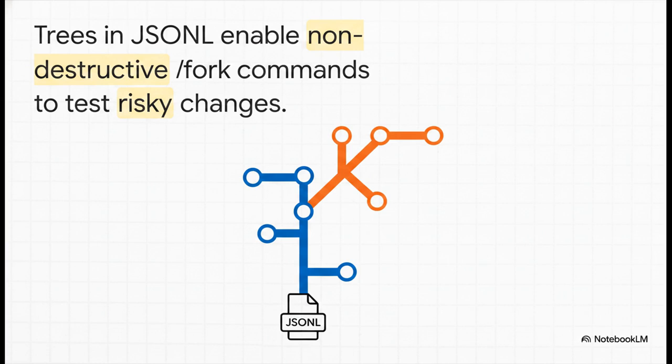This allows you to execute completely non-destructive commands like /fork or /clone. You can test a highly risky script refactor on a separate branch, and if it completely fails, no problem. Just roll back to the parent node and try again without polluting your primary workspace history.